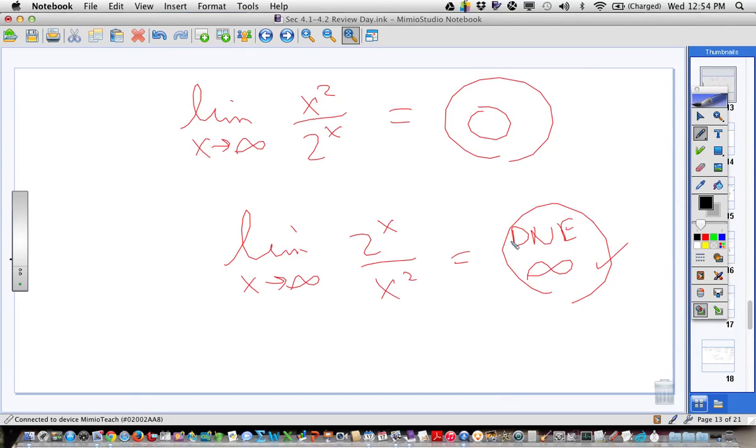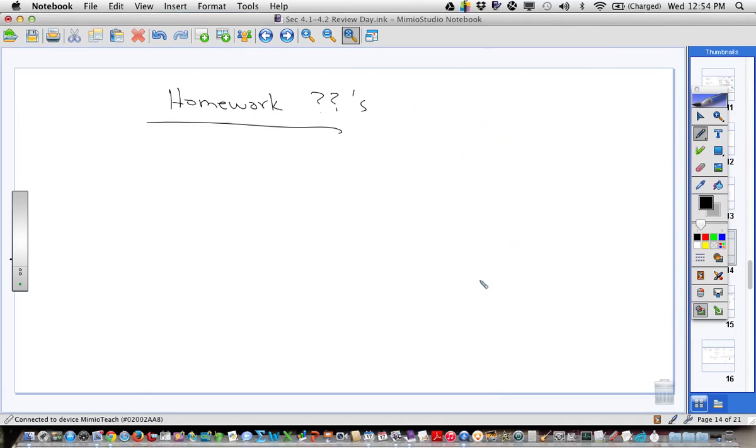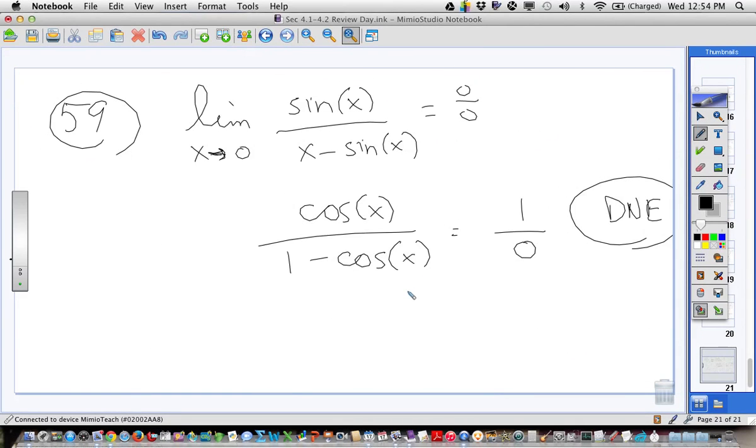What did we say if we get something over 0? We check the left and right, okay? And that's what we should do here. So we're going to go x approaches 0 from the left, which would be like negative 0.0001, and x approaches 0 from the right, which would be positive 0.0001. Right? So we're going to put those up here.